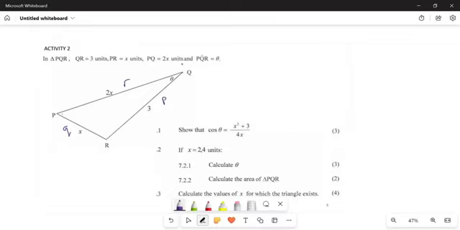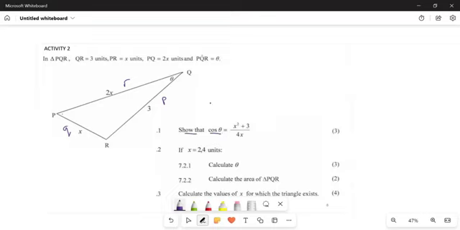It's not a right angle triangle. We are told we have the angle theta. They say PQ is 2x, and PR is x. Then we have P, which is 3, and we have QR, which is 3. They say, number one, show that the cos of theta can be written this way.